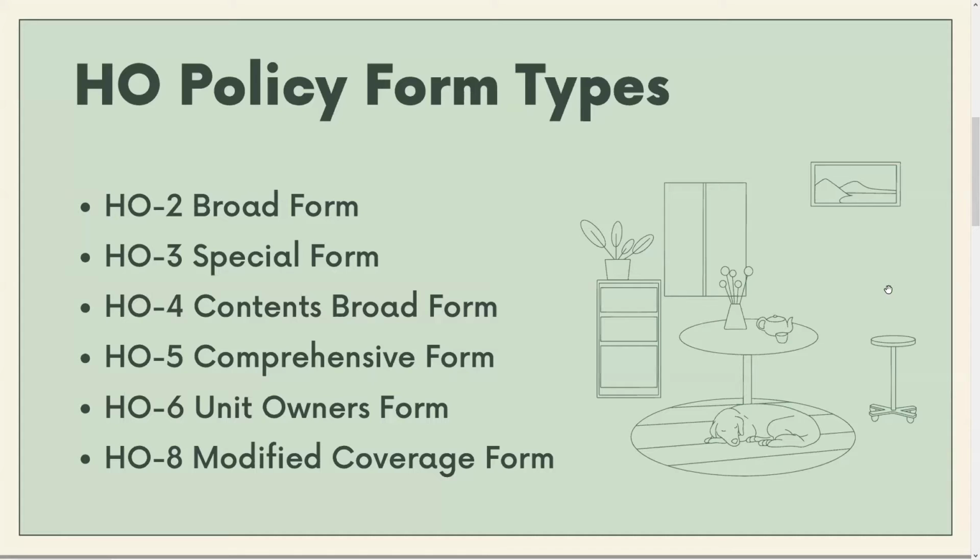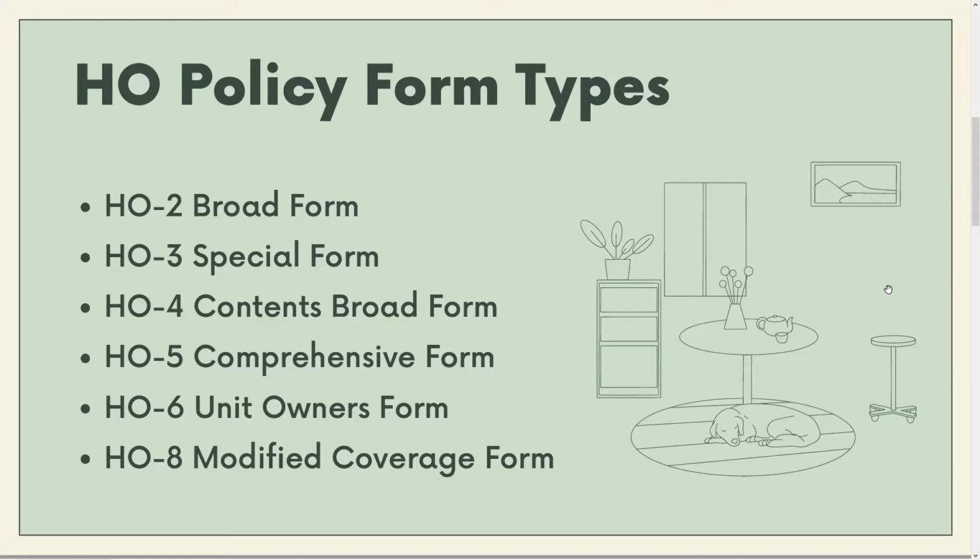An HO6 policy is designed for condo owners. It offers walls-in protection. It's a named peril form for structure and personal property. HO1 and HO2s offer very basic coverage, with HO2 offering slightly more coverage than the HO1 form. They both cover a limited amount of named perils.